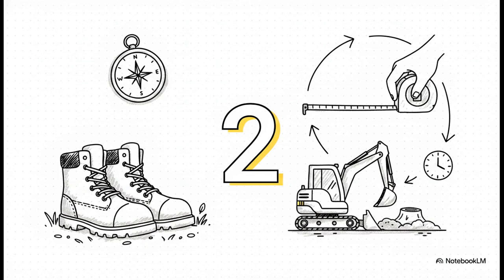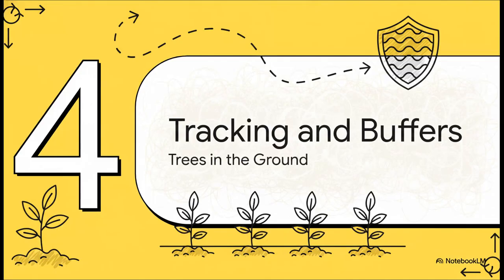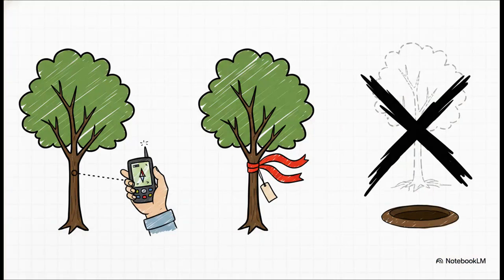So that gives you a nice, clean 24-month window to get your baseline measurements locked down before the tractors roll in. Part 4, tracking and buffers. If you're going with the census-based approach, the tracking rules are simple, but man, they are incredibly unforgiving.